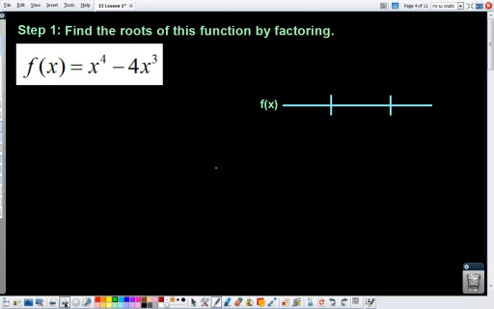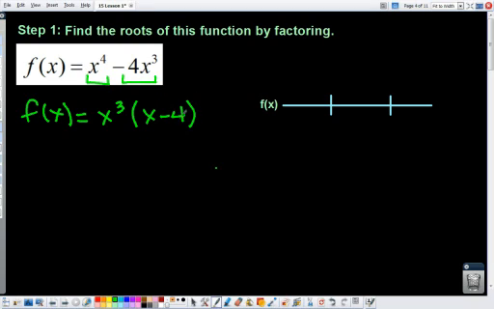Let's look at this function, f of x equals x to the fourth minus 4x cubed. The first thing we want to do is factor this so we can find the roots. If we look at both terms, x to the fourth and negative 4x cubed, we should notice that both terms share x cubed. So I'm going to factor that out front. What's left inside the parentheses is x minus 4.